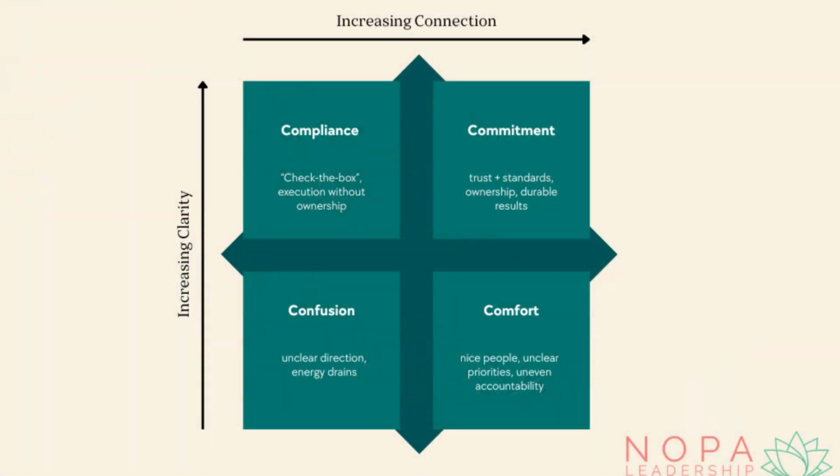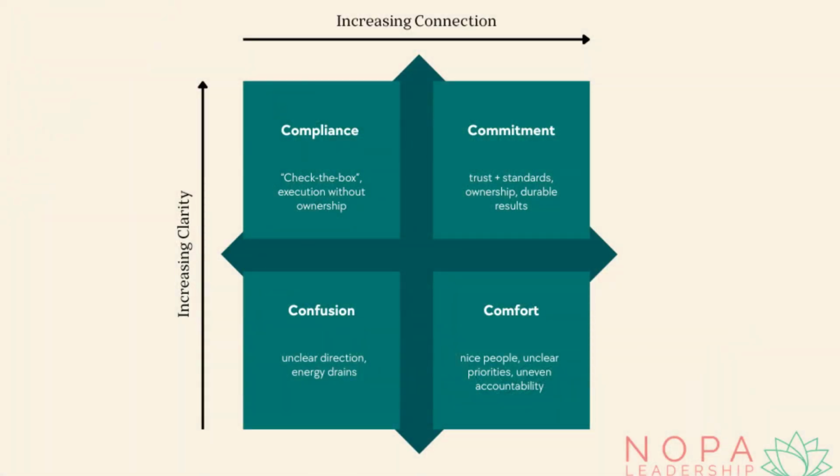And this matrix is going to show you what happens when we have some of that, but not all of it. When I put this up on the screen, most of you will immediately be able to picture which quadrant your team is in. And that may or may not make you happy. So let's look at the matrix.